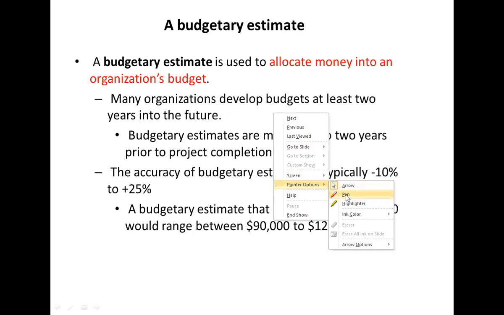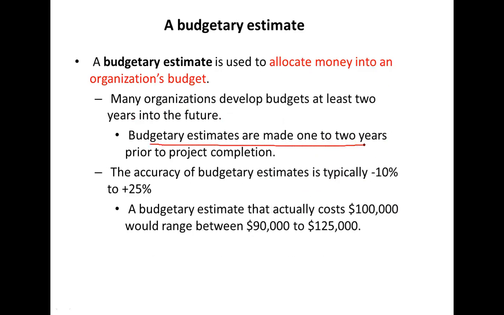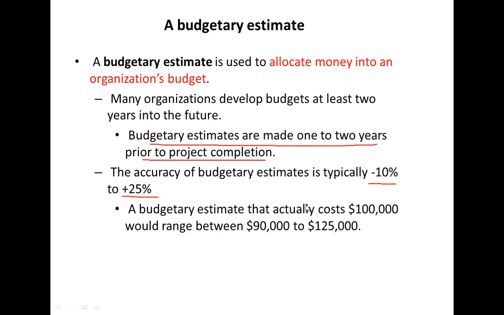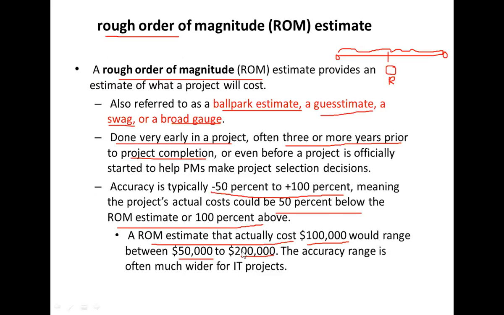Budgetary estimates are made 1 or 2 years prior to project completion. So the accuracy is normally between negative 10% to plus 25%. So when you compare it with ROM, the accuracy is higher than this one.